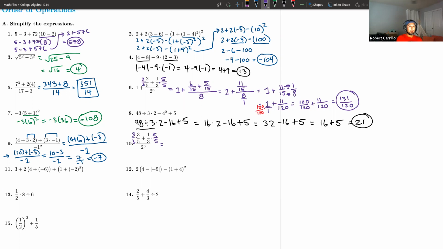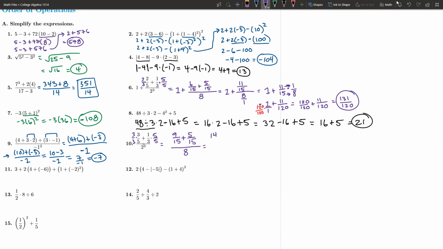And in the numerator, you'll get 9 over 15 plus 5 over 15. And once again, what is 2 cubed? 8. So you'll end up with 8. Okay. And now 9/15 plus 5/15, we can add these two fractions, and what will that give me? 14 over 15. 14 over 15 over 8.